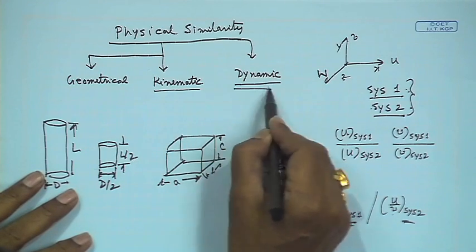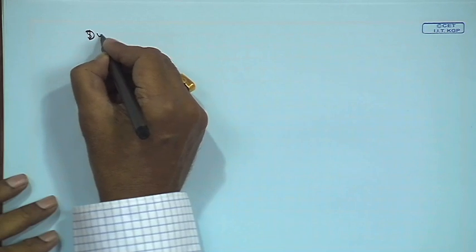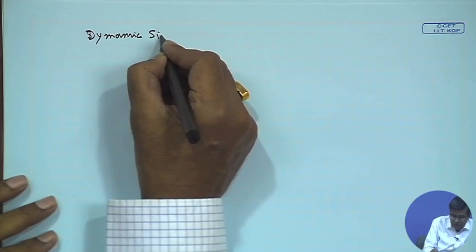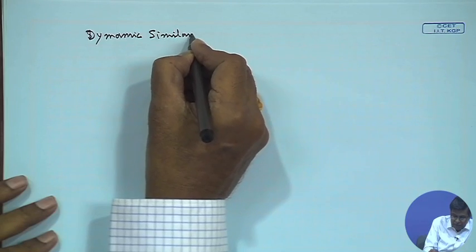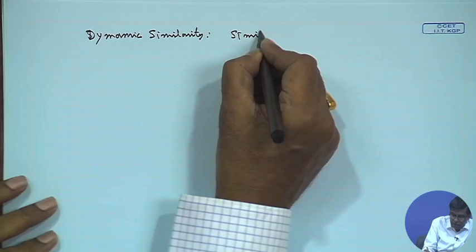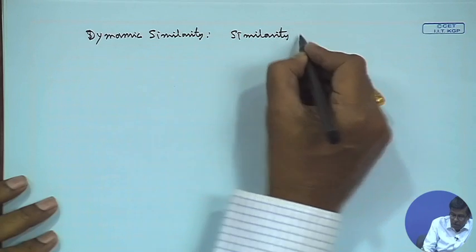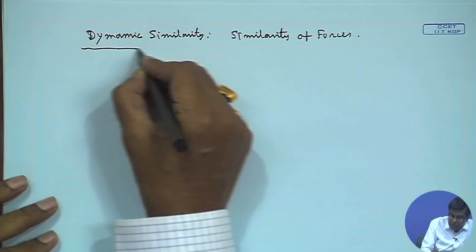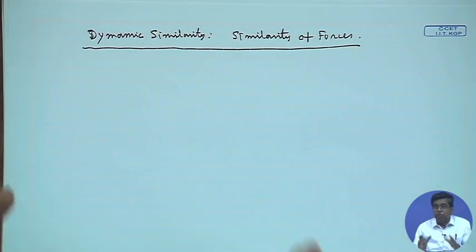Similarly, the dynamic similarity will ensure the similarity of forces. So, dynamic similarity is the similarity of forces. Now, physical problems, all physical problems or physical processes are governed by different forces.